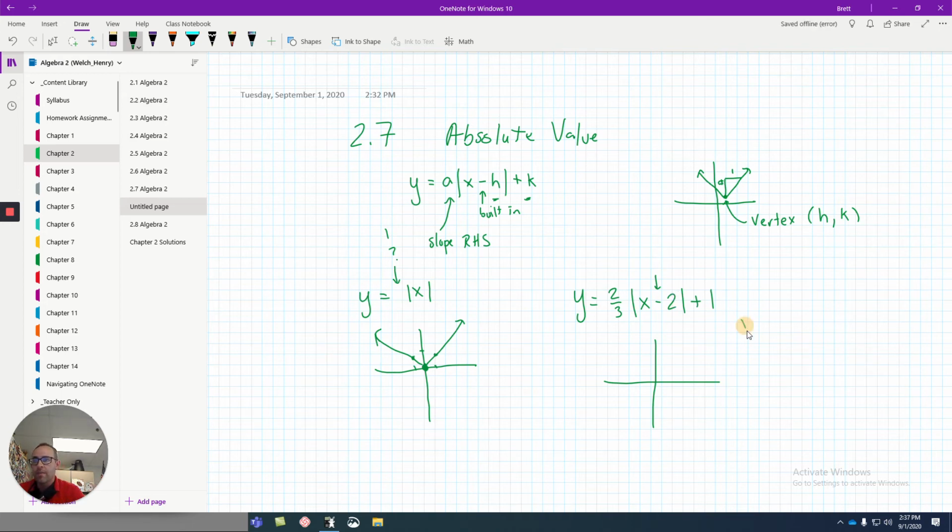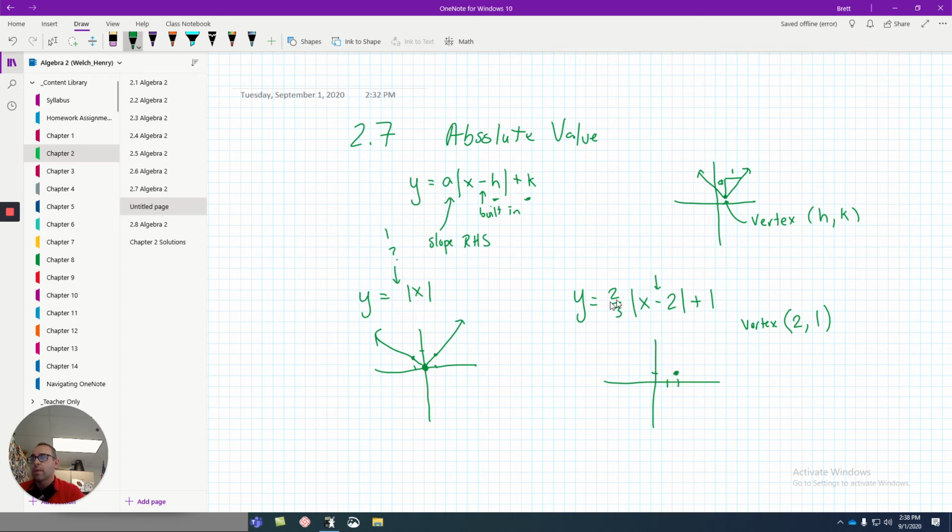So when I say my vertex, we would say that it is a positive 2, because that's what's being subtracted. And then I want to say what's being added out here. Well, that would be a 1. So I can go to 2, 1, and I can put my vertex right there.